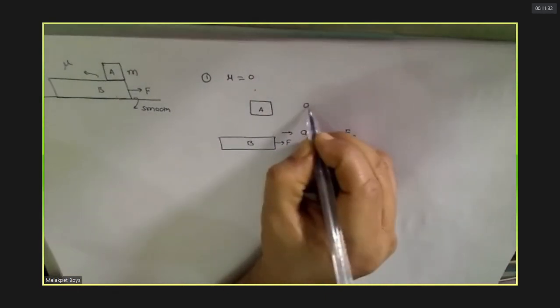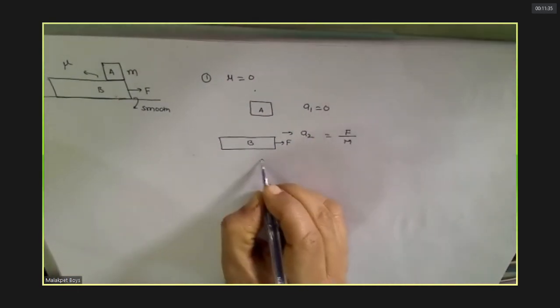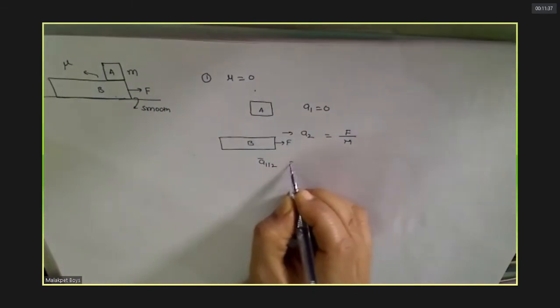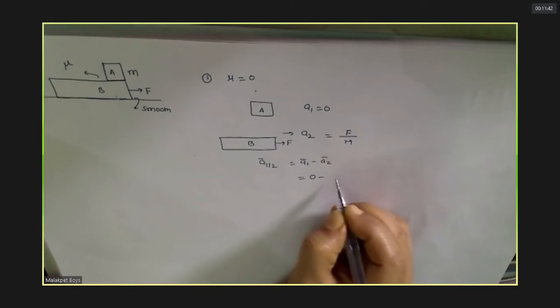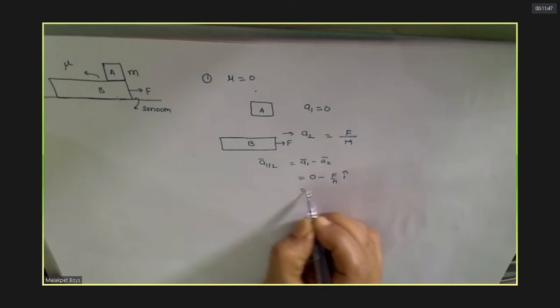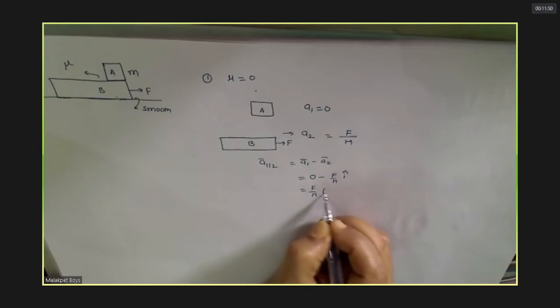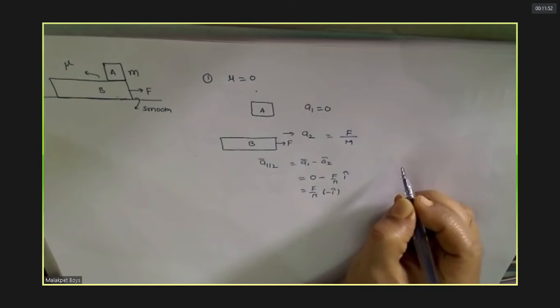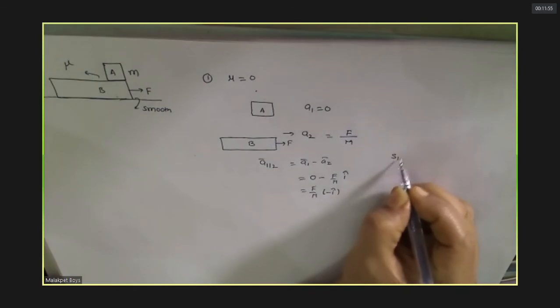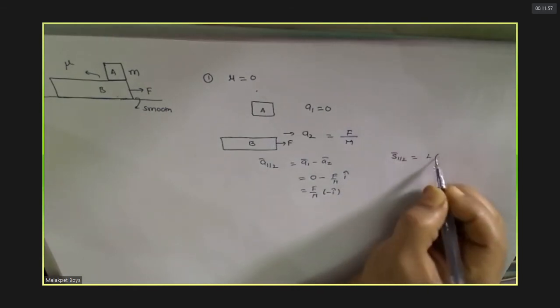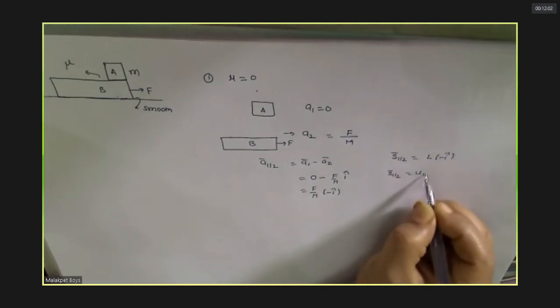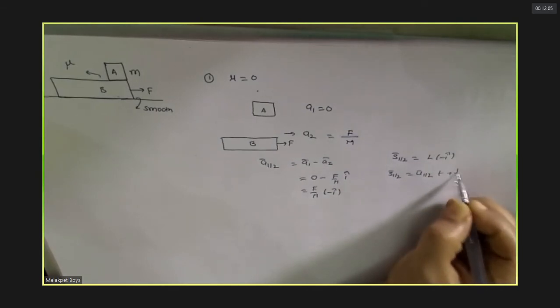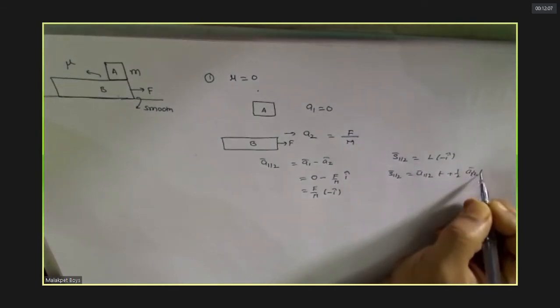So here A1 will be 0. Now you can see A12 is nothing but A1 minus A2. This is 0. This is moving in this direction. So that is F by M into minus i cap. Agreed? And you have S with respect to this displacement is backwards, no? Accordingly, you have S12 equals U12 T plus half A12 T square.